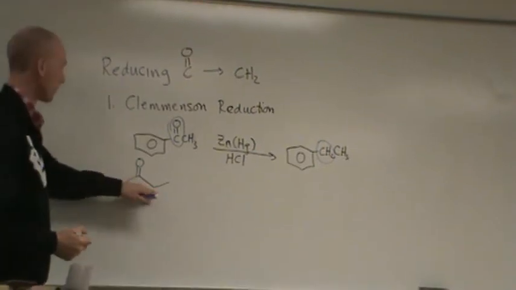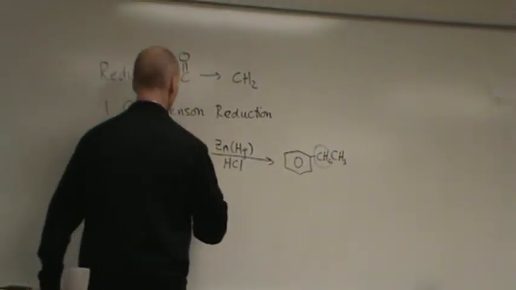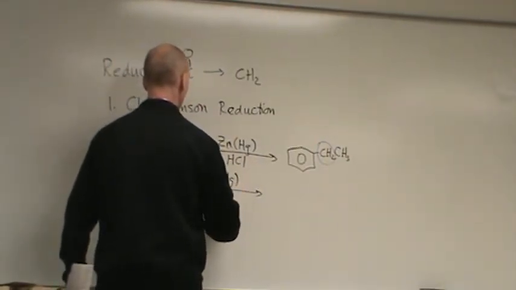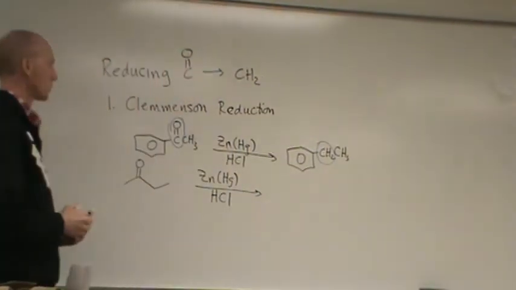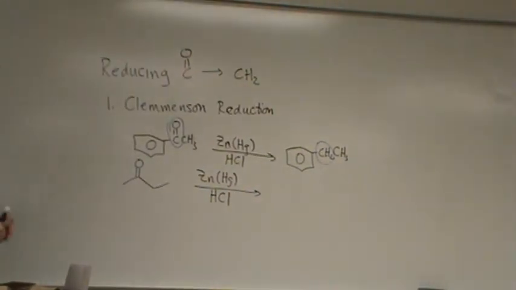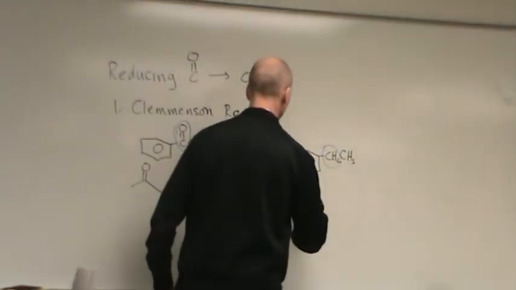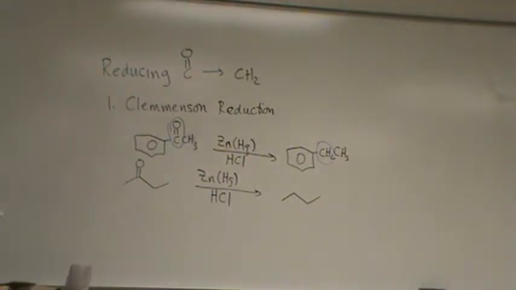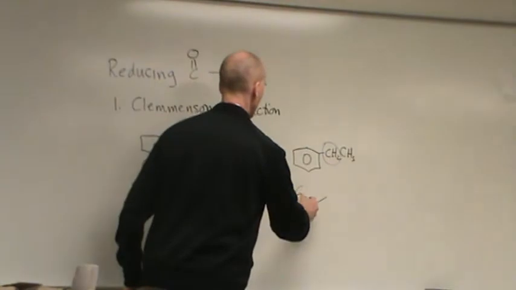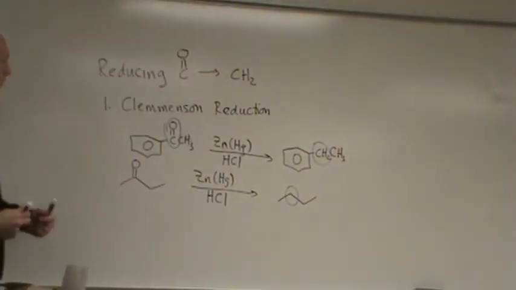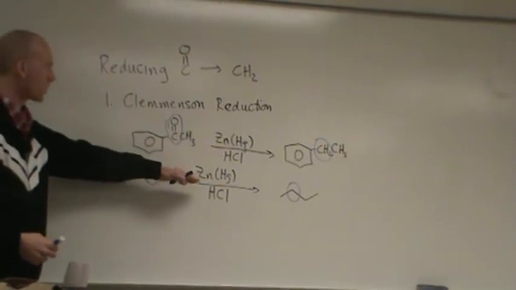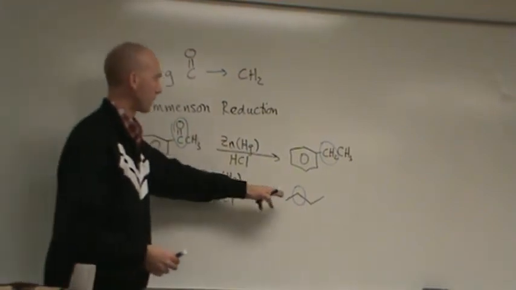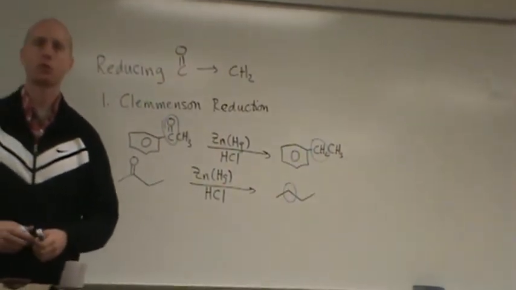So if you just have regular, say, butanone, and react it with zinc, mercury, and HCl, that would convert to the CH2 there as well. So it's a very powerful reducing agent where I've gotten rid of all the oxygen, there's no OH, and just gone all the way down to the CH2.